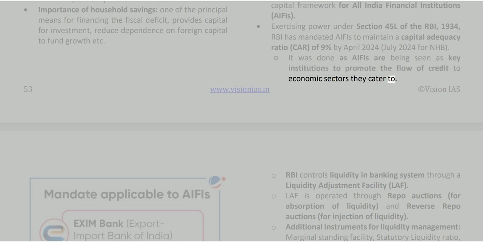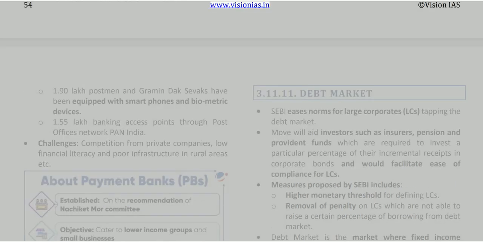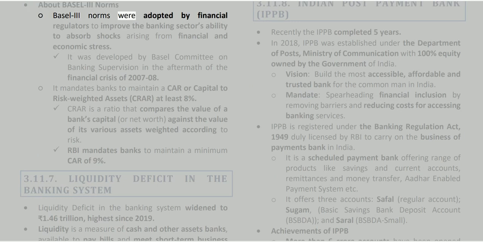About Basel III norms. Basel III norms were adopted by financial regulators to improve the banking sector's ability to absorb shocks arising from financial and economic stress. It was developed by the Basel Committee on Banking Supervision in the aftermath of the financial crisis of 2007. It mandates banks to maintain a CAR, or capital to risk-weighted assets, CRAR, of at least 8%. CRAR is a ratio that compares the value of a bank's capital, or net worth, against the value of its various assets weighted according to risk. RBI mandates banks to maintain a minimum CAR of 9%.